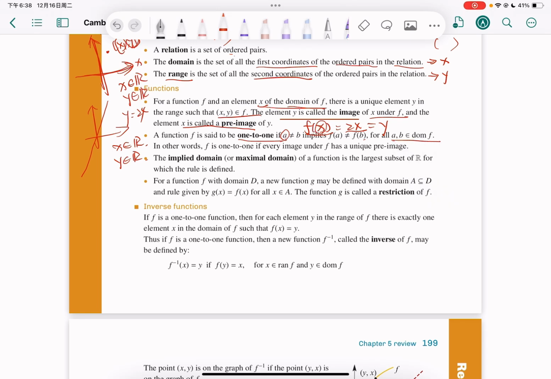In other words, f is 1 to 1 if every image under f has a unique pre-image. So for every y value under the function f, there is a unique x value. It's just saying for one x you must have one y, and one y value must correspond to a unique x value. Okay, the implied domain or maximum domain of a function is the largest subset of R for which the rule is defined.